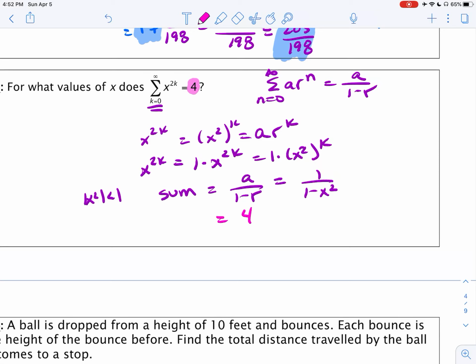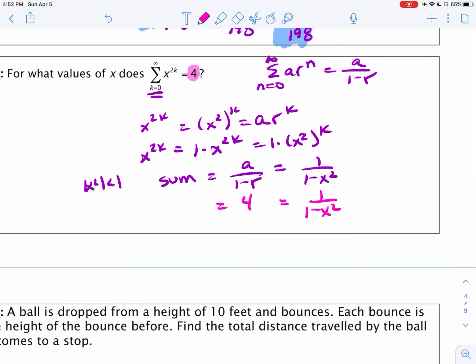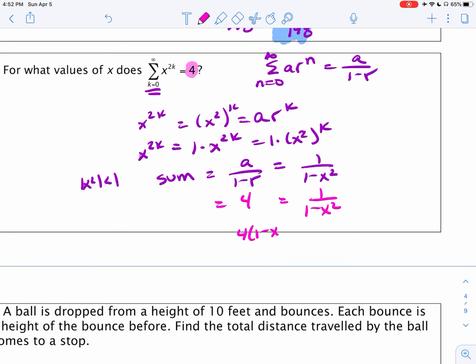So we can say, when does 4 equal 1 over 1 minus x squared? And now I can solve for x. If I multiply on both sides, I end up with 4 times 1 minus x squared equal to 1. That's 4 minus 4x squared equal to 1. If I subtract 1 from both sides and add 4x squared to both sides, I end up with 3 is equal to 4x squared. 3/4 is equal to x squared.